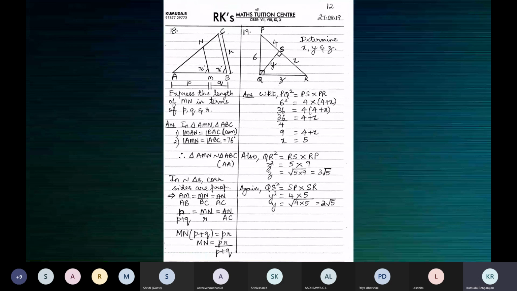So how was that? Two triangles. Prove that they are similar. In similar triangles, corresponding sides are proportional. So write out the proportion. Substitute, we have the letters P, Q, R. Leave this ratio AN by AC. Take up these two ratios, cross multiply and write MN in terms of PQR.